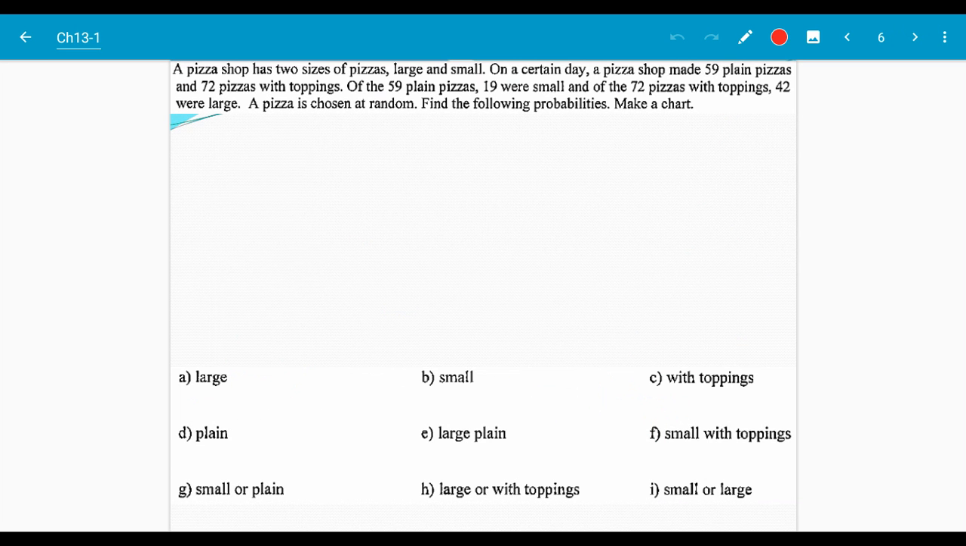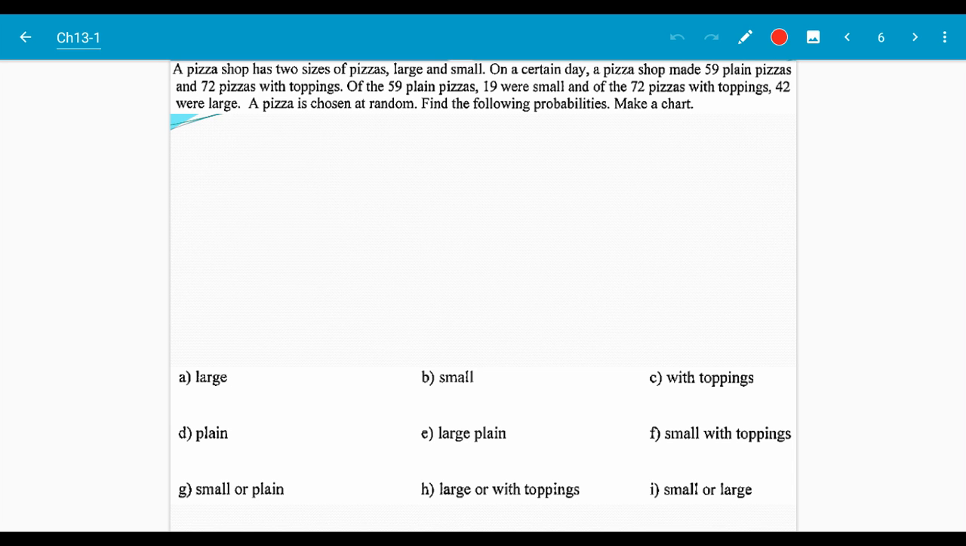Let's try this next question here. It says we have a pizza shop that has 2 sizes of pizzas, large and a small. And on a certain day, this pizza shop made 59 plain pizzas and 72 pizzas with toppings. Of those 59 plain pizzas, 19 were small. And of the 72 pizzas with toppings, 42 were large. A pizza is chosen at random. Find the probabilities. Make a chart.